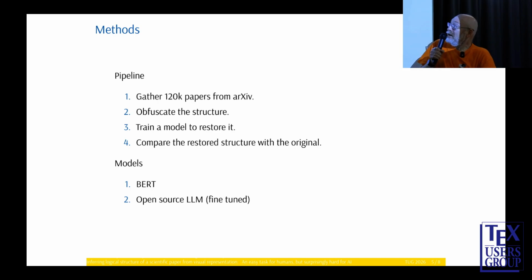So here is our pipeline. We took 120K papers from arXiv. We obfuscated all of them. We trained a model to restore it. And then we compared the results with what was from the beginning. We used BERT. It's the standard transformer model. And we used a couple of open source LLMs, which we tried to fine-tune with papers. Because we have labeled data, we could fine-tune them.